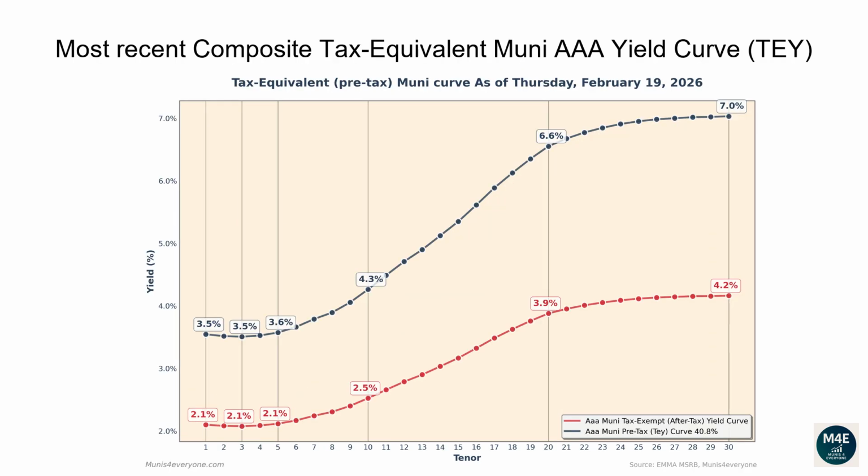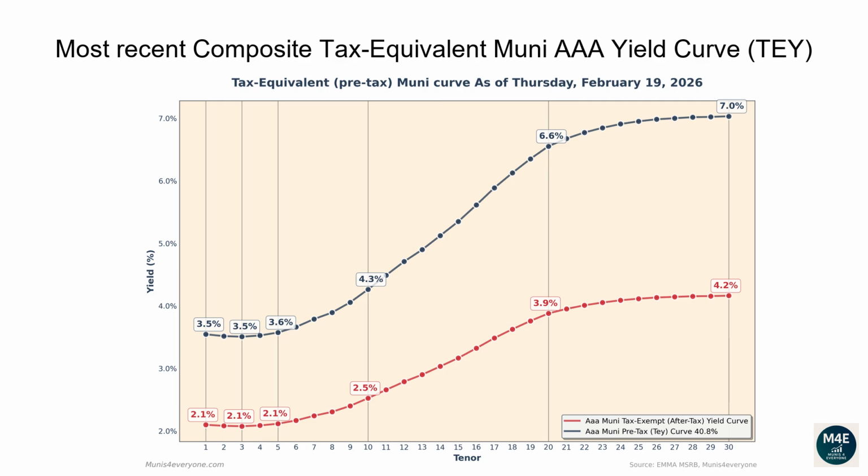Let's now go over the most recent composite tax-equivalent Muni AAA yield curve. The following graph shows, in red, the tax-exempt after-tax Muni yield curve, versus in blue its tax-equivalent pre-tax version assuming a 40.8% top tax bracket, as of February 19, 2026.